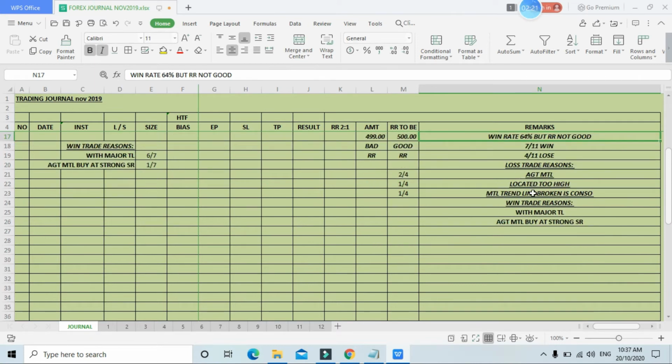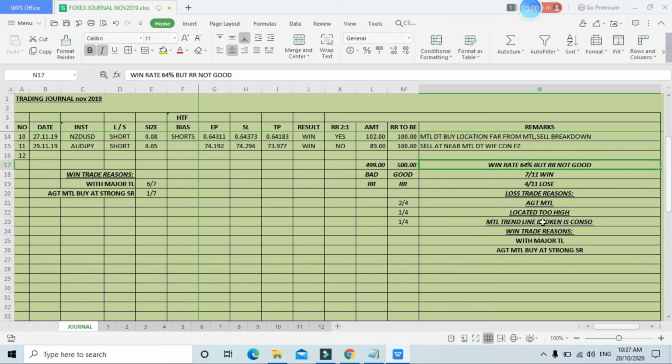And then the loss trade reasons: against the major time frame, the location is too high, the trend line broken, as in consolidation. And the win trade reason is okay, I'm doing a trending trade. So when I lose, it means I did a counter trade. This may be trending in your entry time frame, but it is a counter trade to the direction time frame. As I have mentioned, I'm using multiple time frame analysis. So this is the win trade reasons, against the major trend line. This is my reasons of why I win and why I lose.